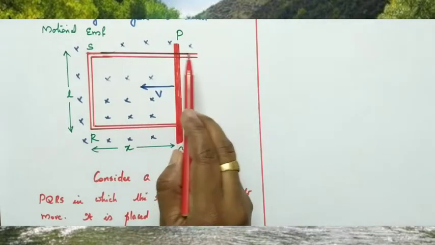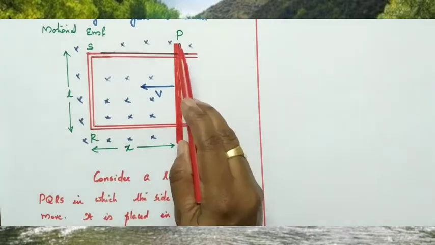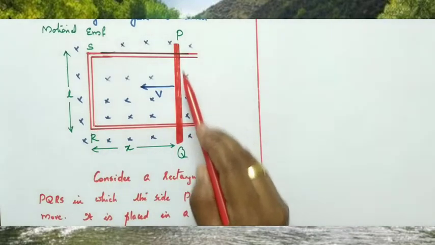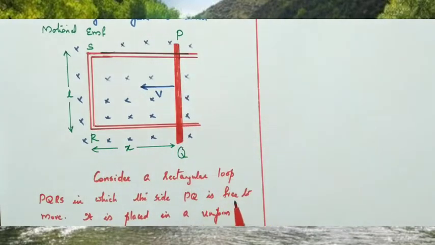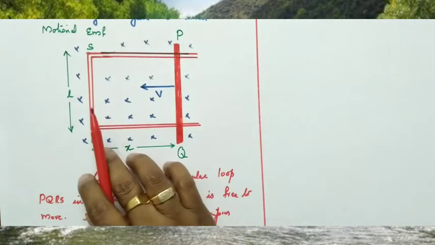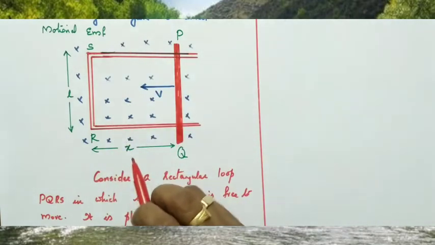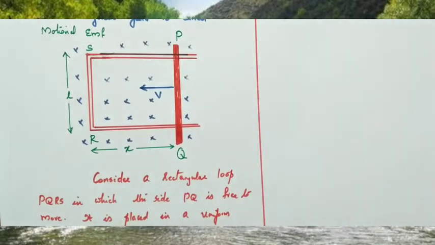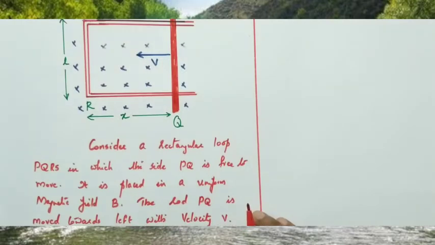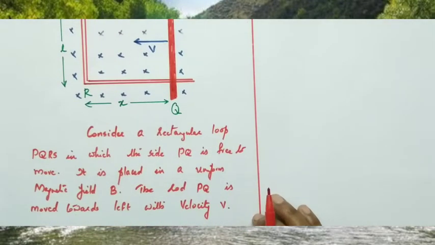We can assume a rectangular loop PQRS, in which the side PQ is movable. Side PQ is free to move and this is placed in a uniform magnetic field. So this cross represents magnetic field into the plane of the paper. Now the rod PQ moves towards left with a velocity v.